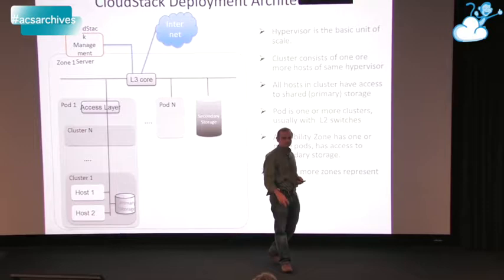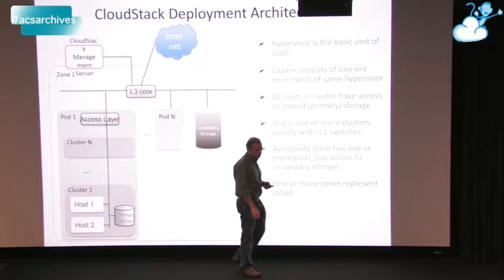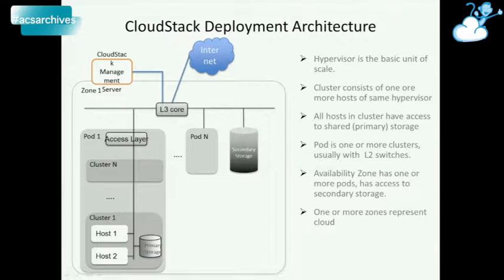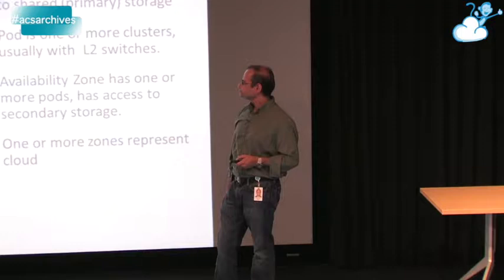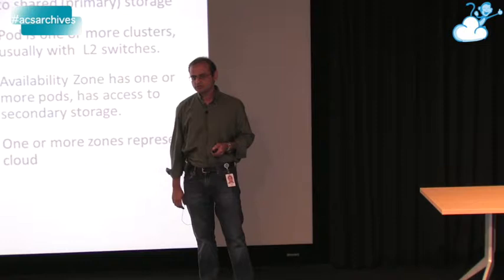And then you get access to the internet through the L3 core. You also see secondary storage there. That's typically just an NFS server, fairly easy to get up and running. And that stores your images, templates, snapshots, and ISOs. And that secondary storage can be something like Swift or, maybe in the future, something with an S3 API.